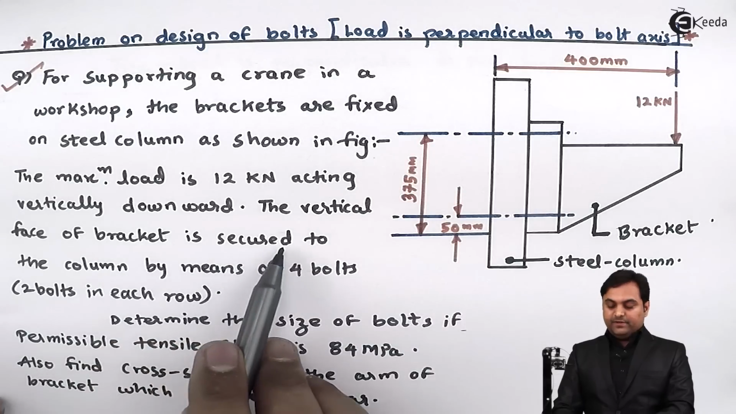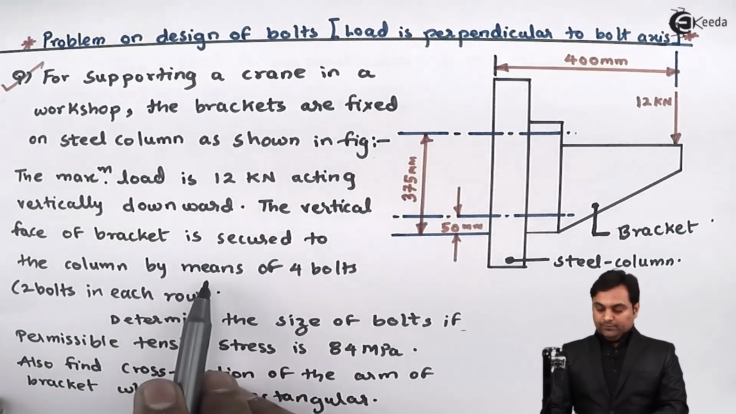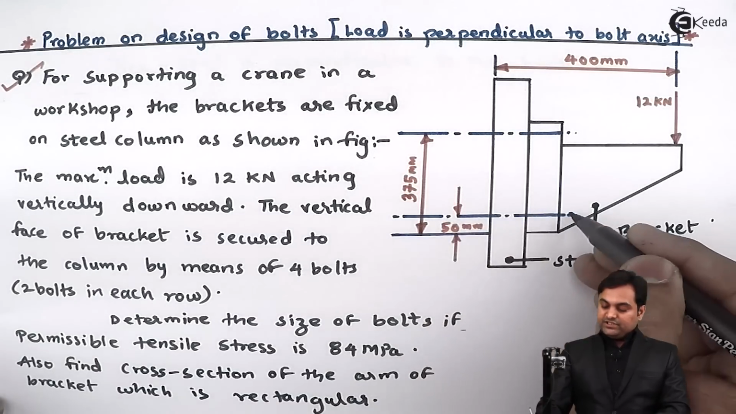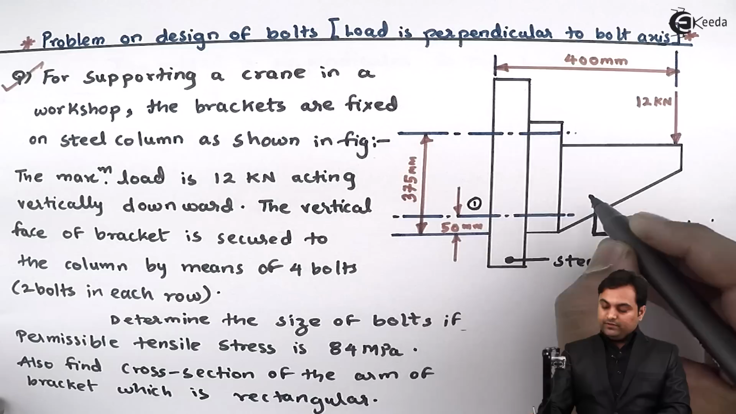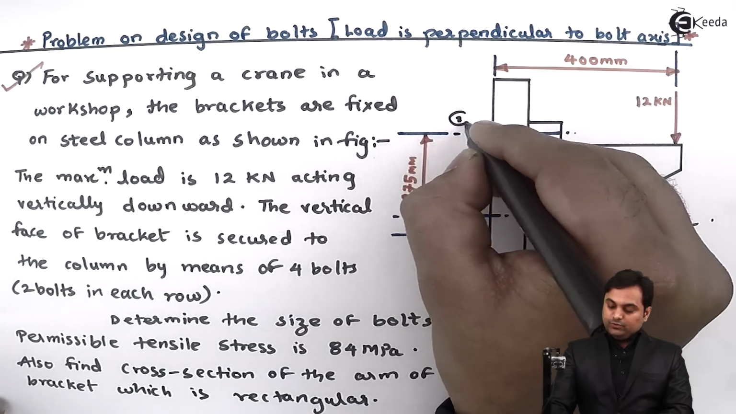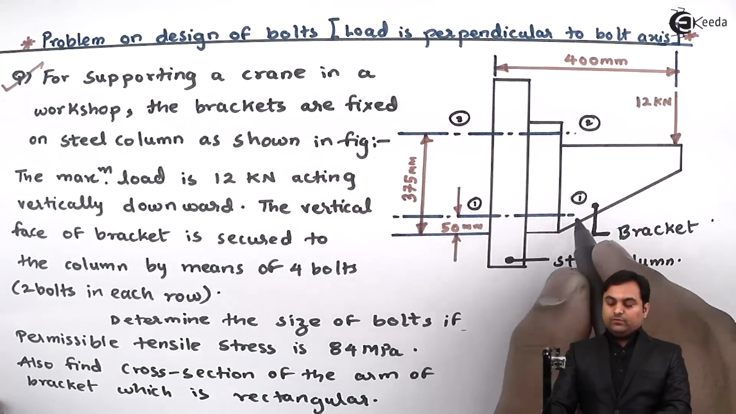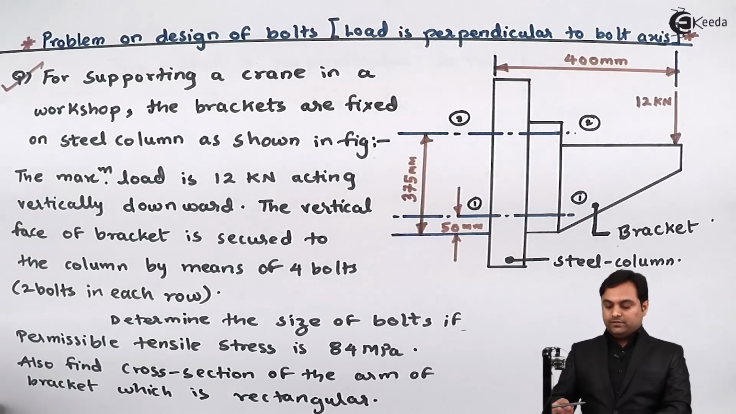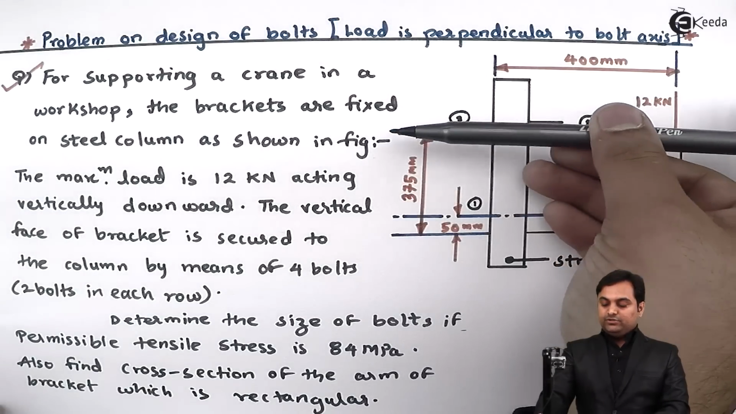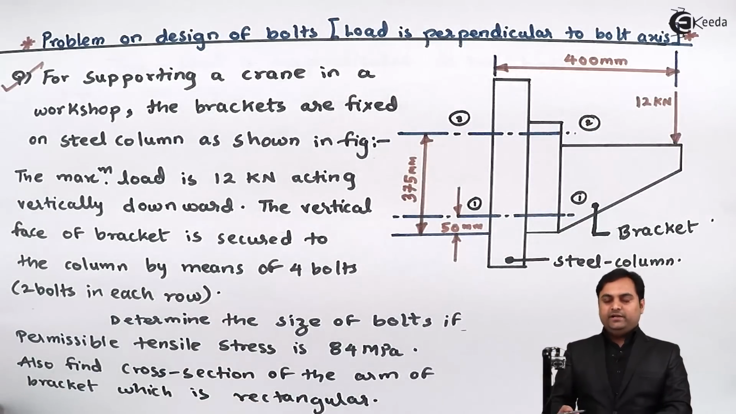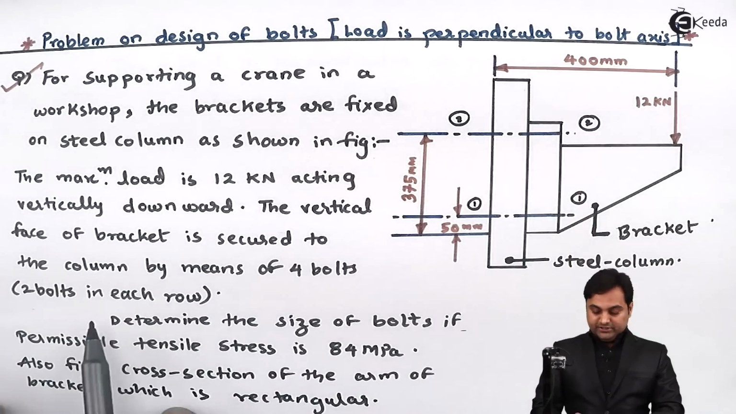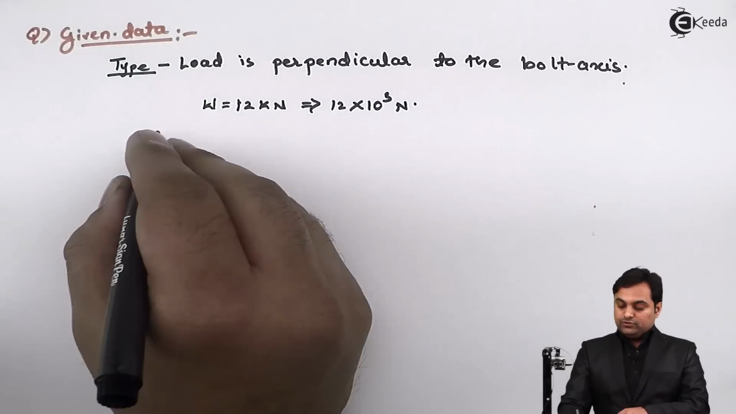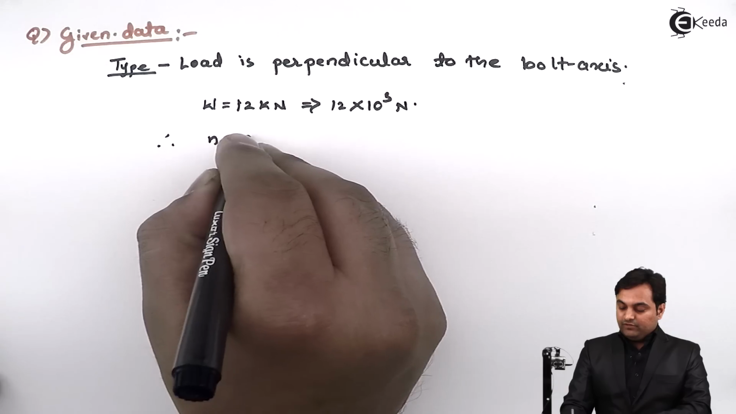The vertical face of the bracket is secured to the column by means of 4 bolts. Now here as we can see, there is one section given. I can call it as section 1-1, and here this will be section 2-2. So at section 1 there are 2 bolts. One bolt is here and the other bolt would be behind. Similarly at section 2 there is one bolt here, other bolt would be behind. So each row has 2 bolts, it is given 2 bolts in each row. So in total we have 4 bolts. So therefore N, that is number of bolts, is 4.